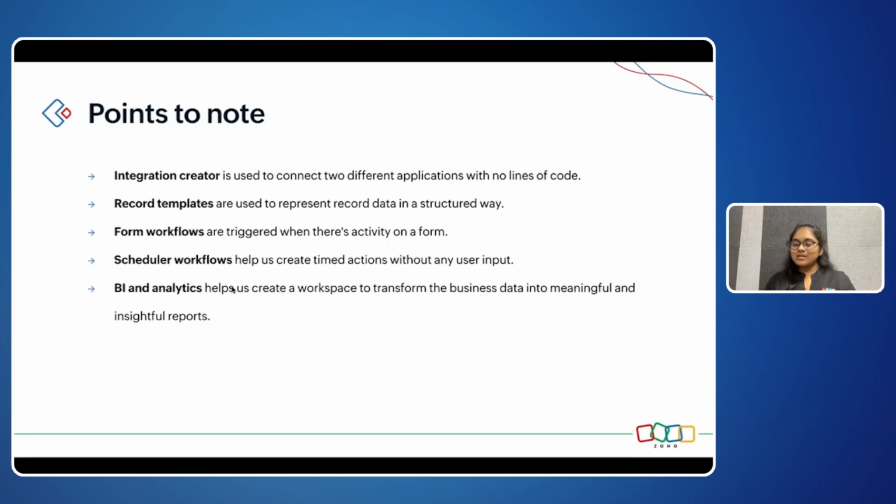And second, we discussed the record templates, which help us build the invoice and barcode printing. So all these record data-level structuring can be done with this record template. And then we have the form workflows. That is the major workflow, which helps us do all the discount calculations and add it to the point of sale. And at last, we discussed the scheduler workflow, which is just a timed action that happens without user input.